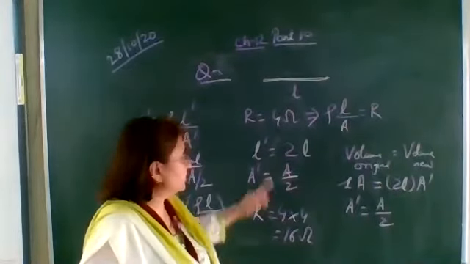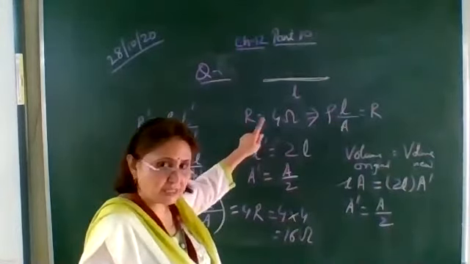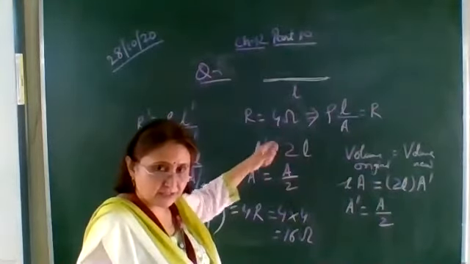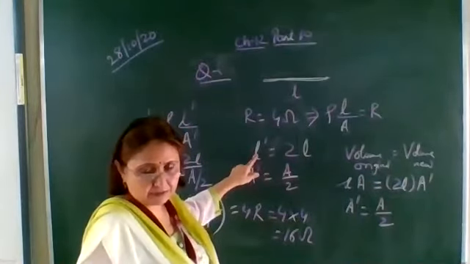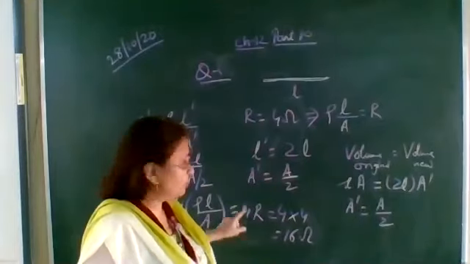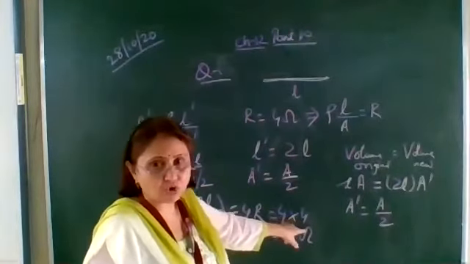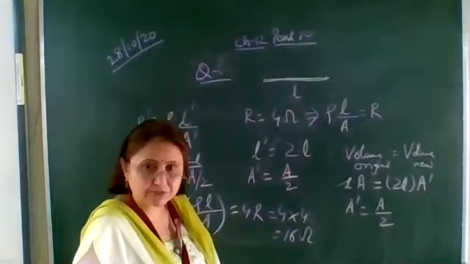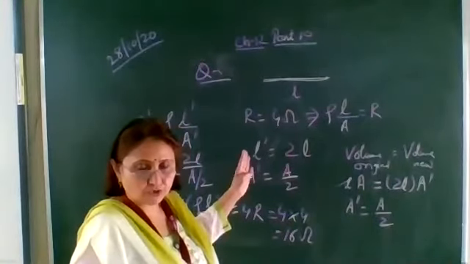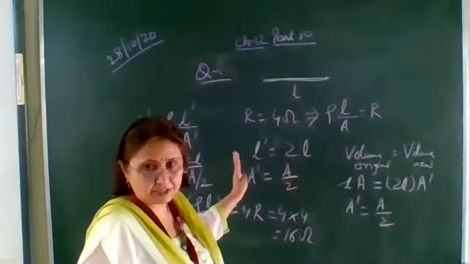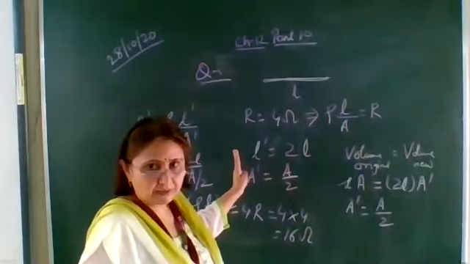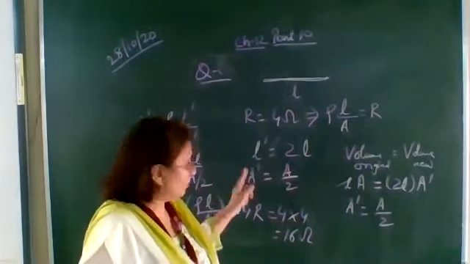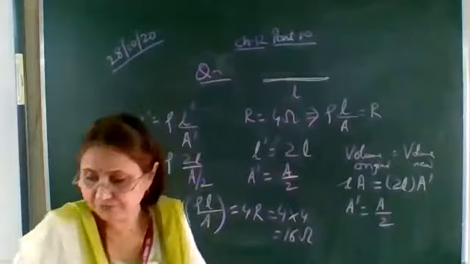So the question is, a wire is having a resistance 4 ohm. It is stretched to double its length. Find the new resistance. So the new resistance will become 4 times the original resistance, and the original resistance is 4 ohm, so it will become 16 ohm. This question had come in CBSE board, I think in 2018.